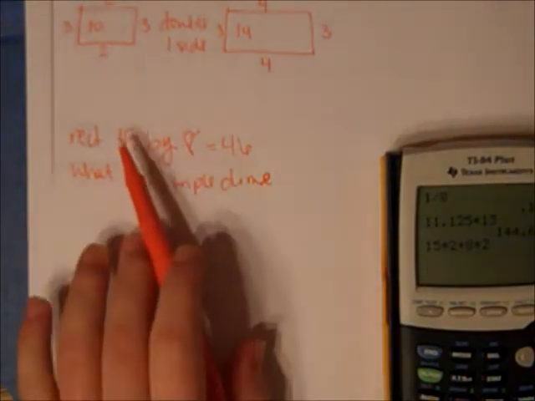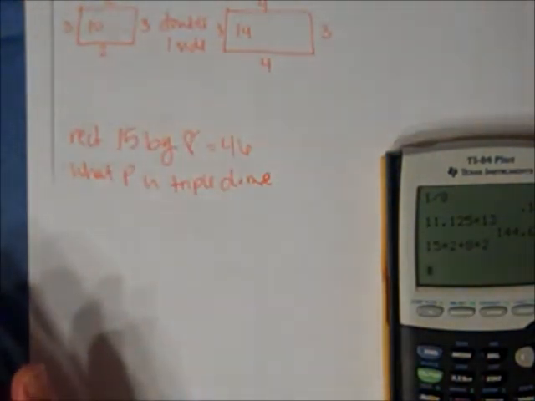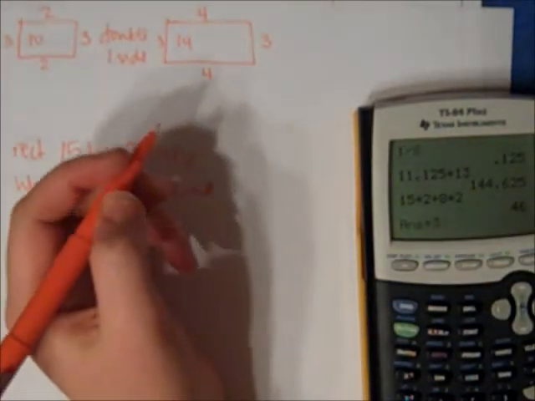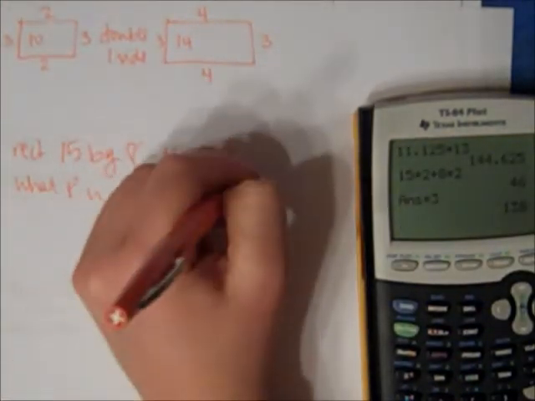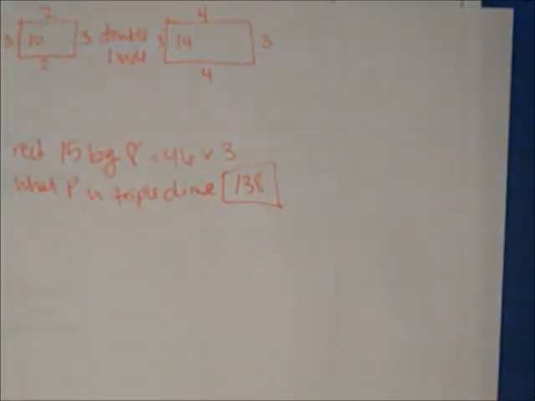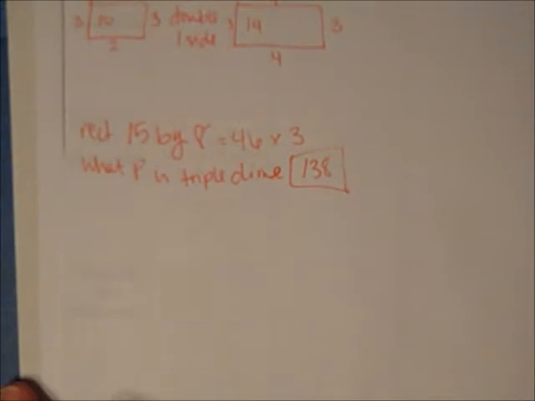So instead of going through and tripling, and then recalculating, I can just say, well, I know what this perimeter is, so all I have to do is triple that. So the new one is going to be 138. And that saves you a lot of work.